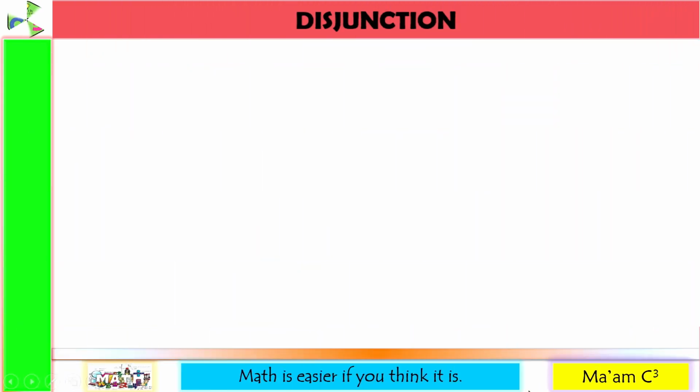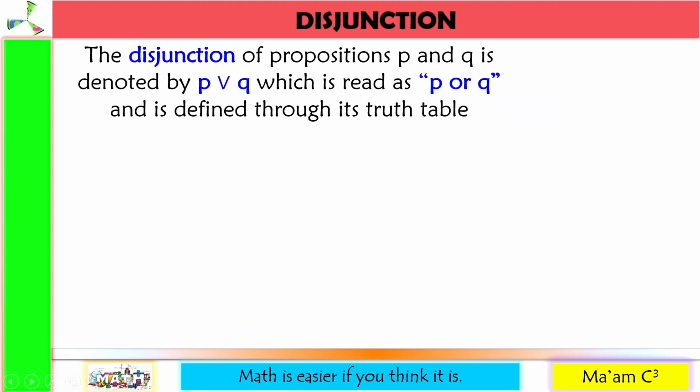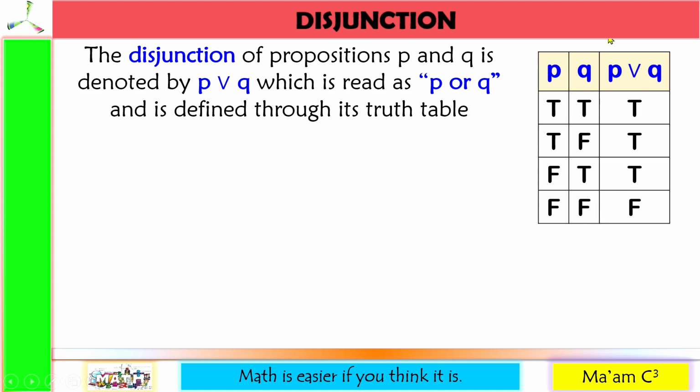The third logical operator is disjunction. The disjunction of propositions P and Q is denoted by this symbol. This is called vel or wedge, which is read as P or Q and is defined through its truth table. So here is the truth table for disjunction. So we have here the propositions P and Q and P or Q. If the truth value of proposition P is true and the truth value of proposition Q is also true, then P or Q is true.